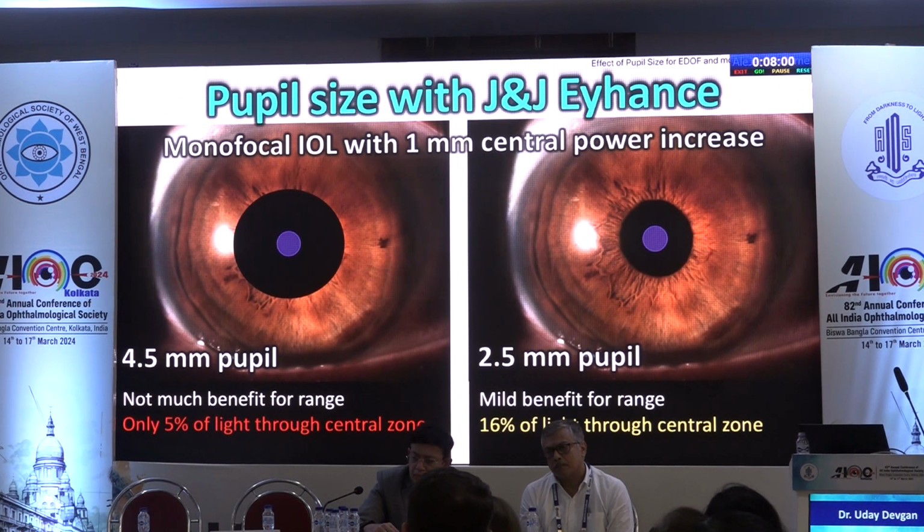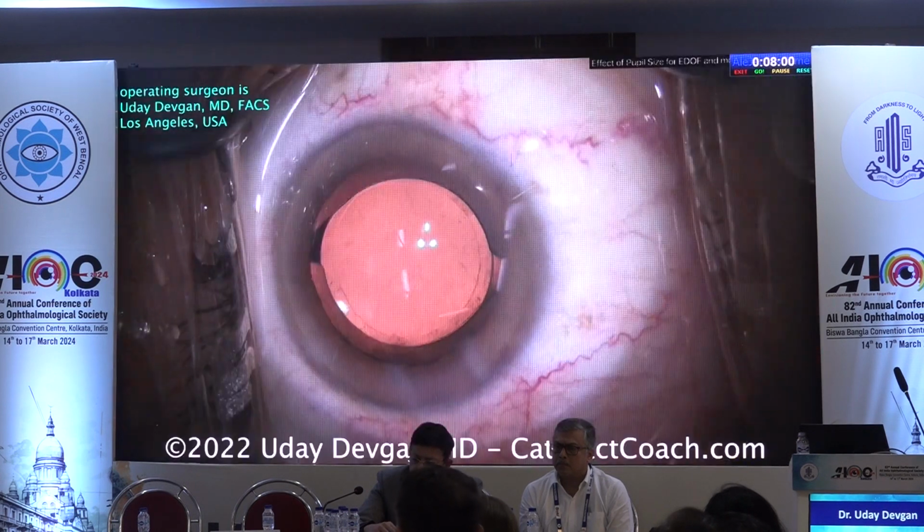Well, of course, with a 4.5 millimeter pupil and this 1 millimeter zone, only 5% of light goes to that central zone. That's not gonna have any effect. With a 2.5 millimeter pupil, better, now 16% of light goes to the central zone, plus you have the benefit of the smaller pupil giving you better depth of focus, depth of field.